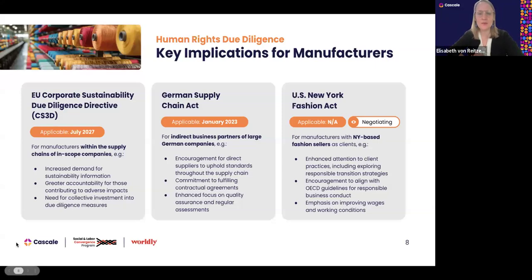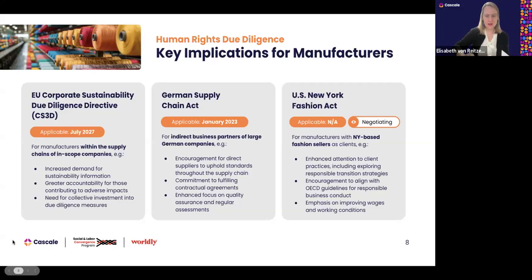So what does it mean for manufacturers with New York-based fashion sellers as clients? It could mean enhanced attention to client practices, including exploring responsible transition strategies, encouragement to align with OECD guidelines for responsible business conduct, and an emphasis on improving wages and working conditions.